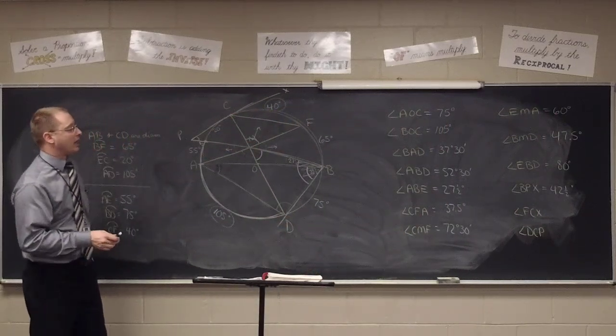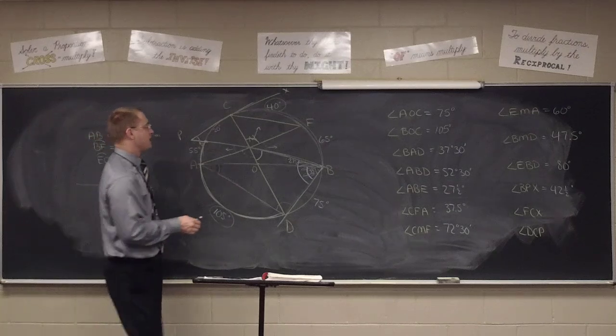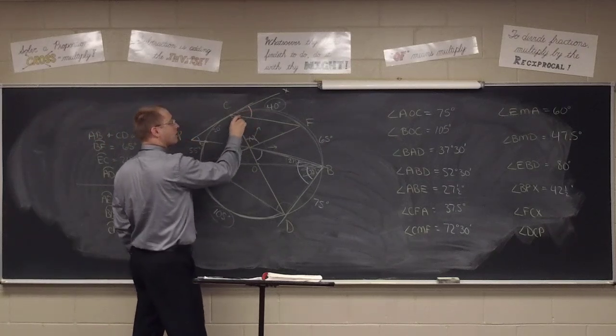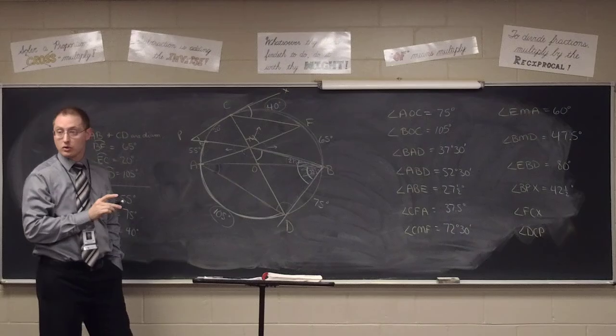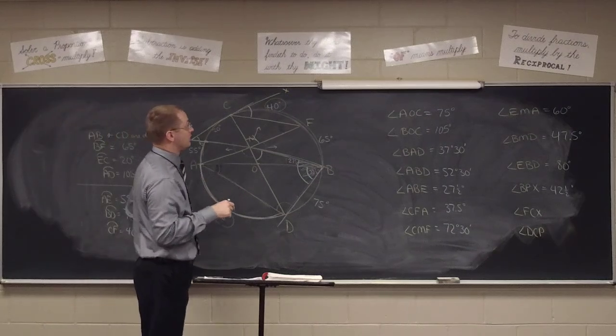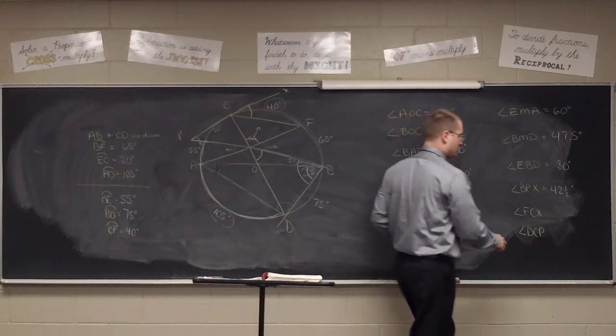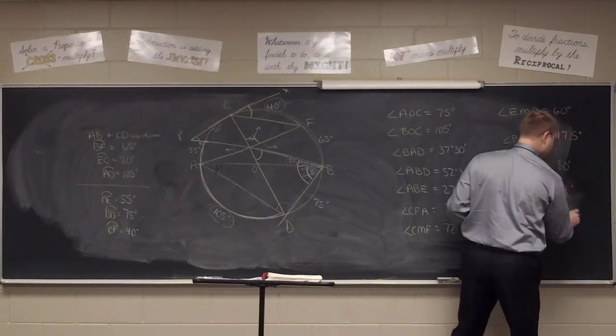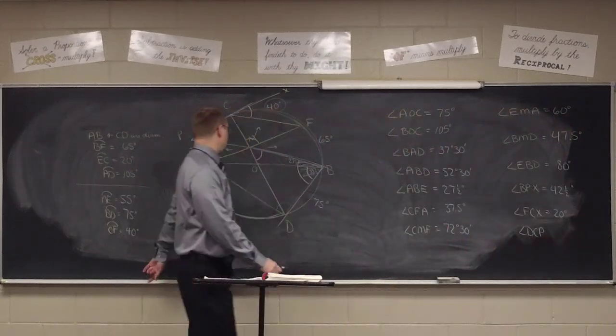Okay. All right. FCX. FCX is an angle formed by a chord and tangent. It's going to equal half the arc. Its arc is 40, so we should have gotten 20. And Chris, you'd have gotten 30.